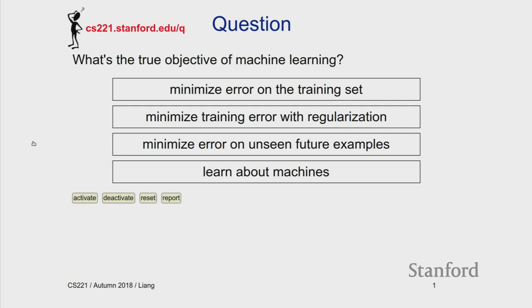All right, well, while we're waiting, if you go to cs221.stanford.edu/Q, we can try to talk through this particular poll. So the question is, what is the true objective of machine learning? Is it to minimize error on the training set, minimize training error with some regularization, minimize error on unseen future examples, or to learn about machines? OK, I'll give you a second to think about.